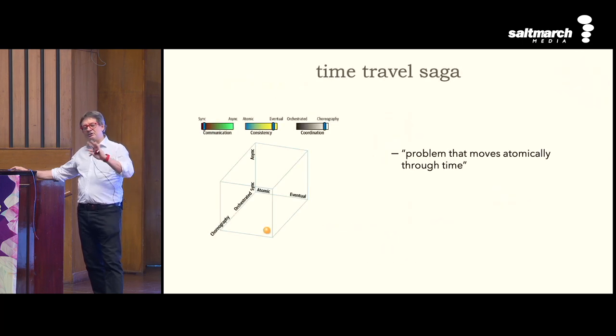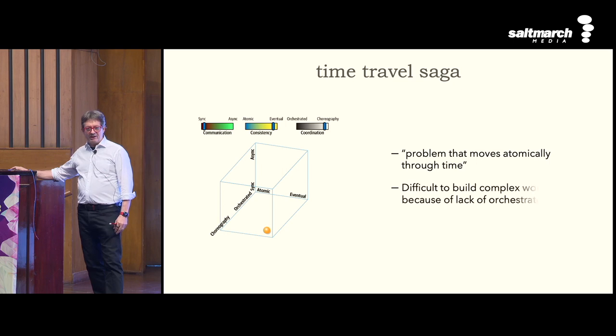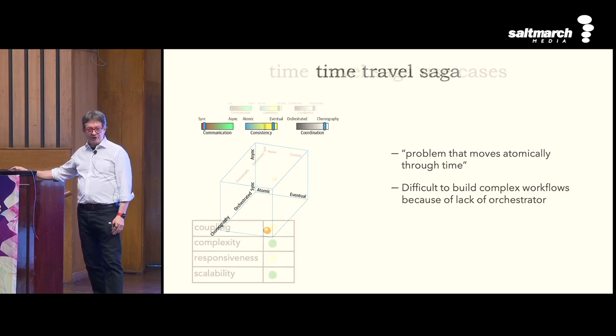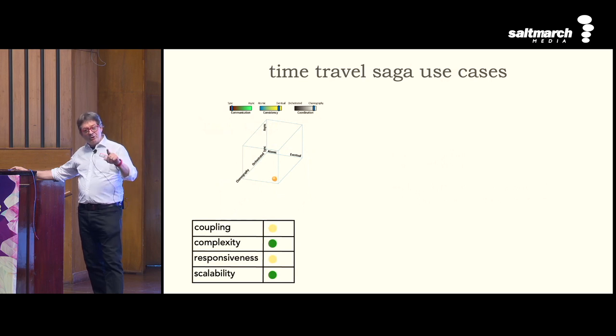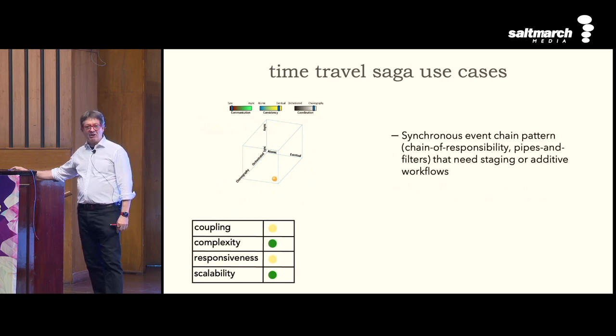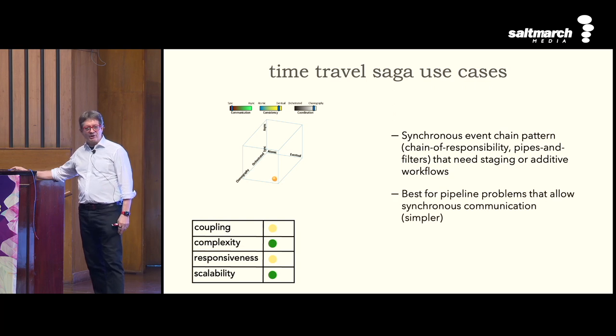This is a problem that moves atomically through time. Difficult to build complex workflows because you don't have an orchestrator here. But we do have some green dots here. It's not that complex, though this is suitable for synchronous event chain patterns, like chain of responsibility or pipes and filters that need staging or additive workflows. And this is simpler than using asynchronous for the same kind of thing.